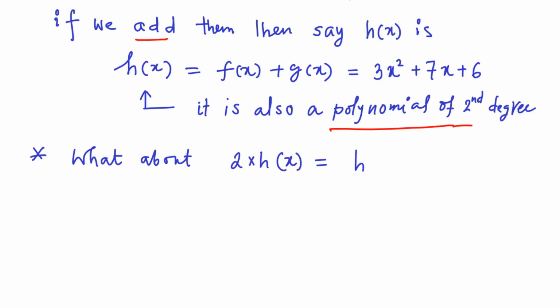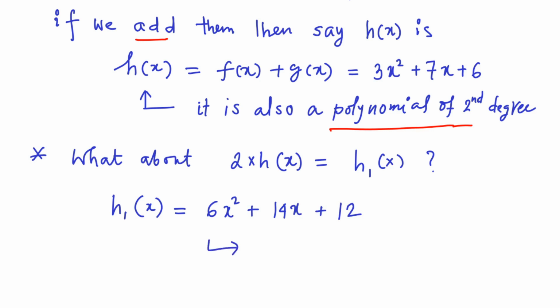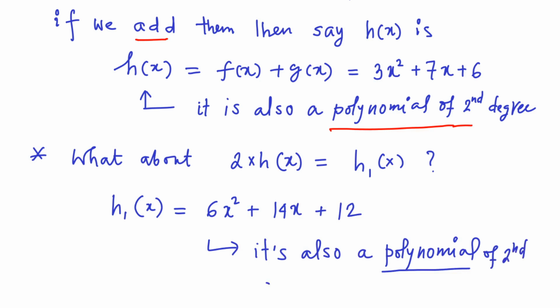Now, what happens if I multiply the function h of x by a scalar number? Let's call this function h1 of x. Then as you can see, h1 of x is 6x squared plus 14x plus 12, which also happens to be a polynomial of second degree, like the original functions f of x and g of x, or like the function h of x.